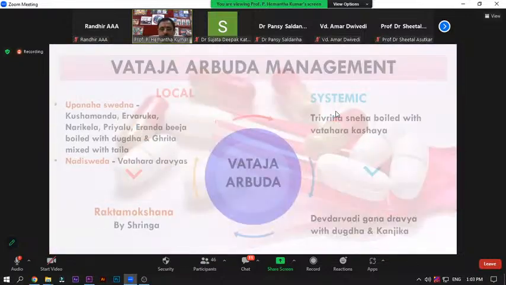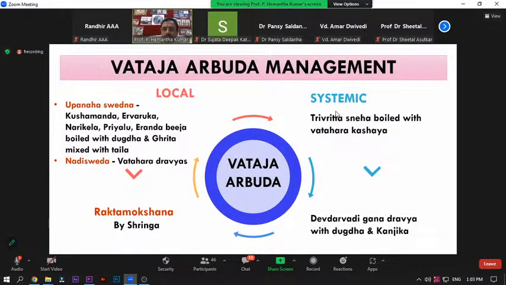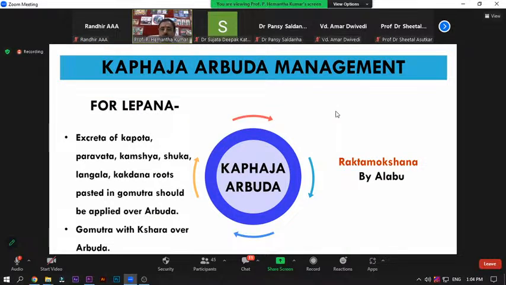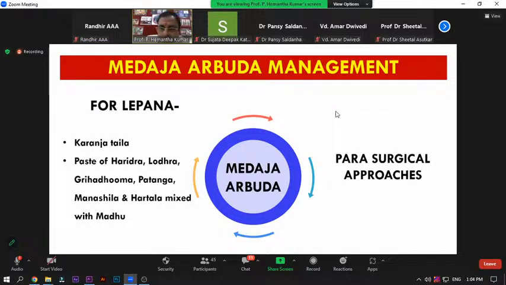So coming to medical management, in classics they mentioned can treat medical management followed by excision, or excision followed by the management, or parasurgical procedures. According to Rakta Mokshana mentioned by Sushruta, in Vataja Arbuda and Pittaja Arbuda they mentioned Jaluka. And they mentioned here a Panchakarma treatment, Virechana. Kaphaja Arbuda, they mentioned Rakta Mokshana by Alabu. And Medoja Arbuda, they mentioned some lepas for reducing, the lepana karma like Karanja Taila, etc.